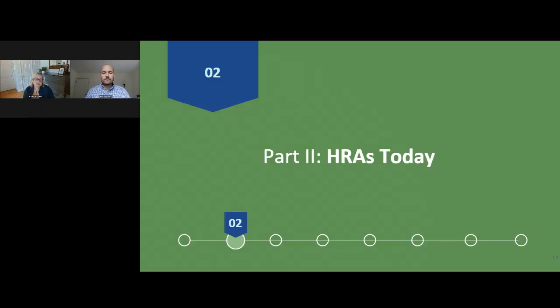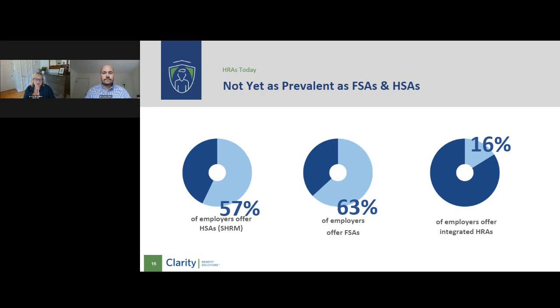Yeah, let's look at some recent statistics now about how HRAs are being utilized today. So HRAs, like Eddie said, not yet as prevalent in the market as are other tax advantage benefits like flexible spending accounts and health savings accounts. According to SHRM, about 16% of employers are currently offering HRA options. Compare that to 63% offering FSAs and 57% offering HSAs. That's right in line with what everybody answered. So you guys are working hard out there right now.